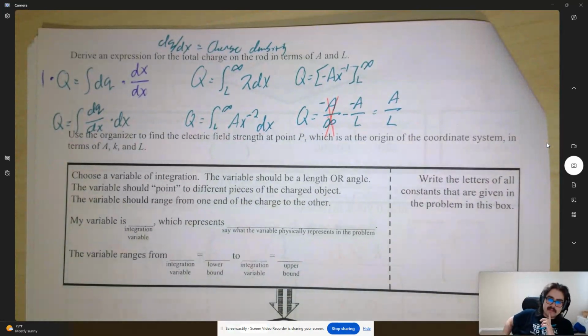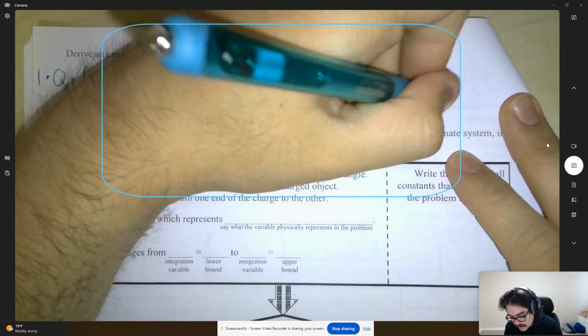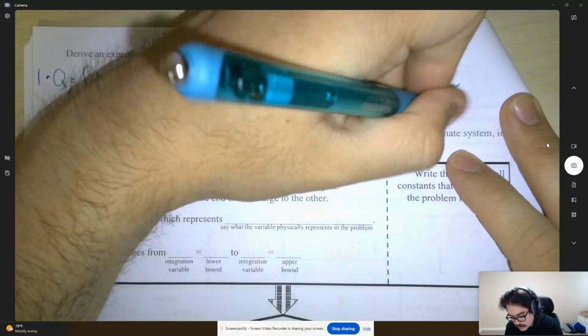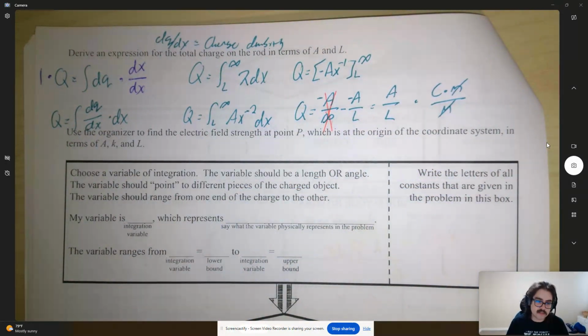And that should hopefully make sense too. If you look at the units of this, this is coulombs times meters over meters, and then those will cancel out, so you get coulombs, and that makes sense. That's kind of one way to check yourself.